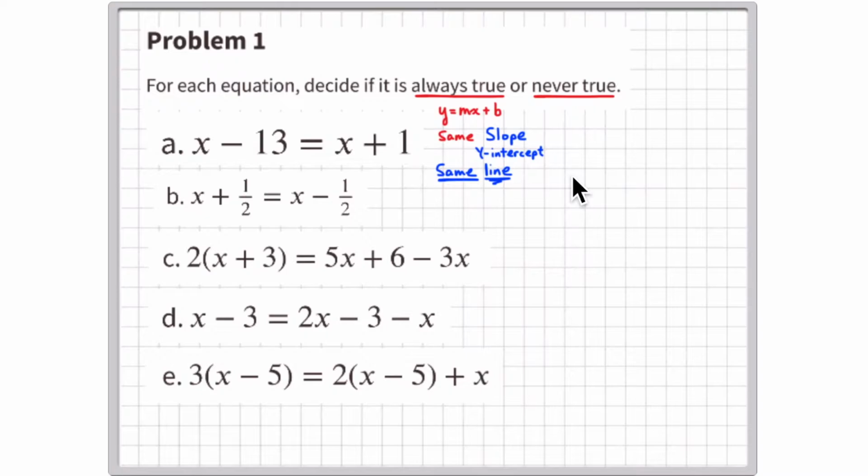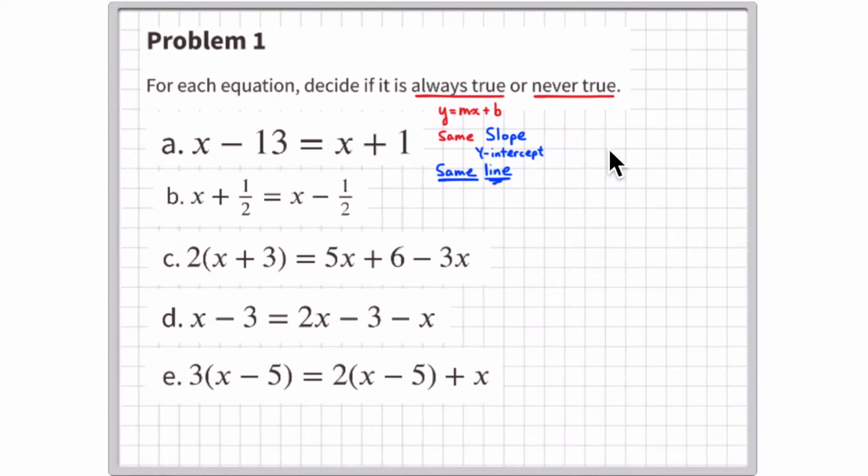If the equation is always true regardless of what value of x you choose, then if I use the expression on each side of the equation for a separate linear equation, and I graph that, it's going to be the same line. It's going to have the same slope and the same y-intercept. It will be the same line.